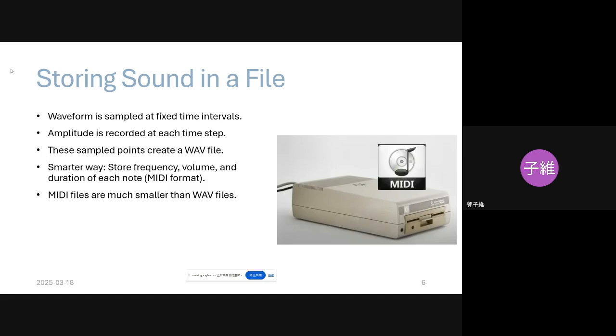But a smarter way to store digital sound is to only store the frequency, volume, and the duration of each music note in the MIDI format. MIDI format is much more efficient, and MIDI files are much smaller than wave files. And in the 80s and 90s, early computer games used MIDI files to store music this way. A single MIDI file is just a few kilobytes in size, but if converted to a wave file, the size can increase up to 1,000 times.